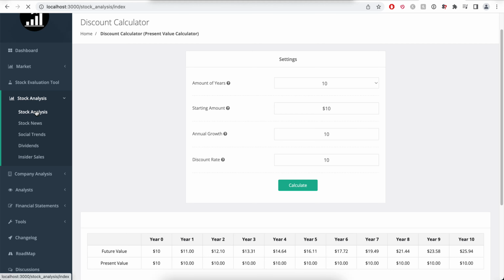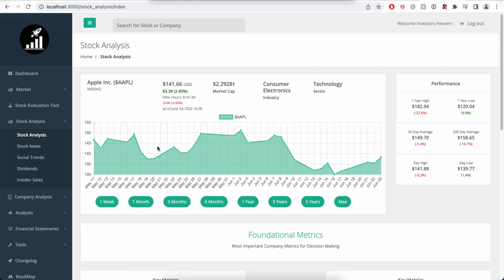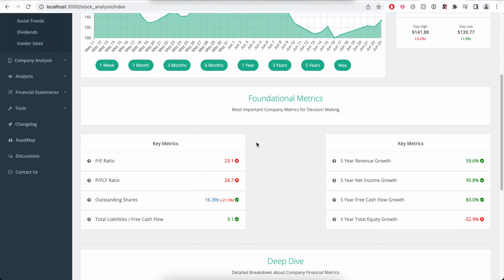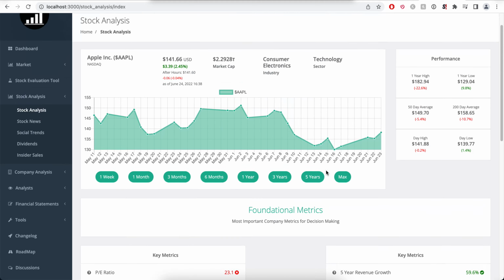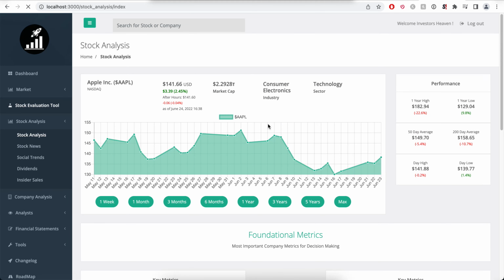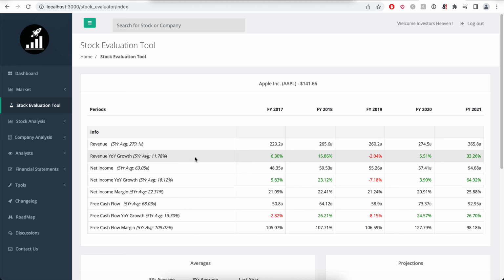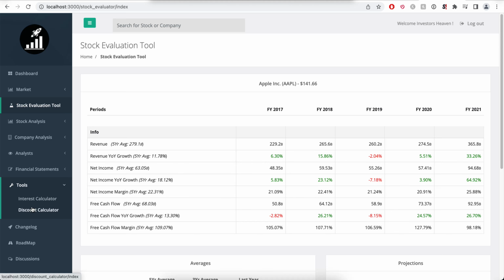So in this case, we were looking at Apple here, and Apple has some metrics which we also need to be taking into consideration. But if we go to our stock evaluation tool, this actually tells us what Apple has been doing in the previous years. And so fiscal year 2021, they made free cash flow of $92.95 billion. So what we want to be doing is, starting from this free cash flow, we want to be doing the exact same thing that we did with our discount calculator.